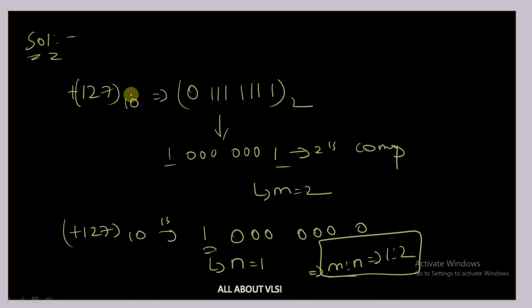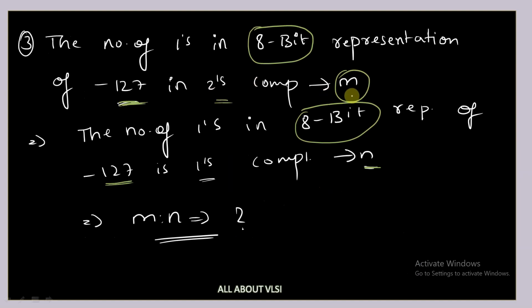So first of all, you are going to write down the 8-bit binary equivalent of decimal number 127. That is 0 followed by 7 ones, which is nothing but your 127 value in binary. Now you are going to perform 2's complement on this number. If you perform 2's complement on this value, then the binary equivalent is nothing but 1 followed by 000. Now how many ones are there in this number? There are two ones. So that is nothing but equal to m. In the question also they have given it: m is nothing but the number of ones in 2's complement of minus 127.